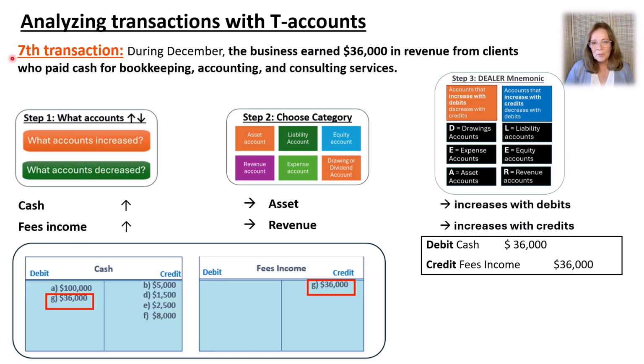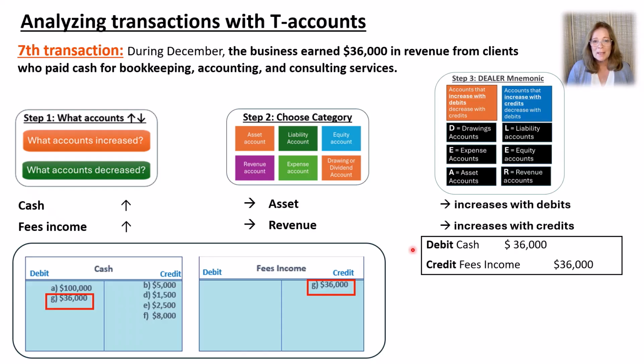In the 7th transaction for Eli's consulting services, the business earned $36,000 in revenue from clients who paid cash for bookkeeping, accounting, and consulting services. When we analyzed this transaction using the accounting equation, we said that the business's cash increased because the business now has more cash. Cash is an asset, and assets, according to the dealer mnemonic, increase with debits. Since cash increased, we need to debit cash.